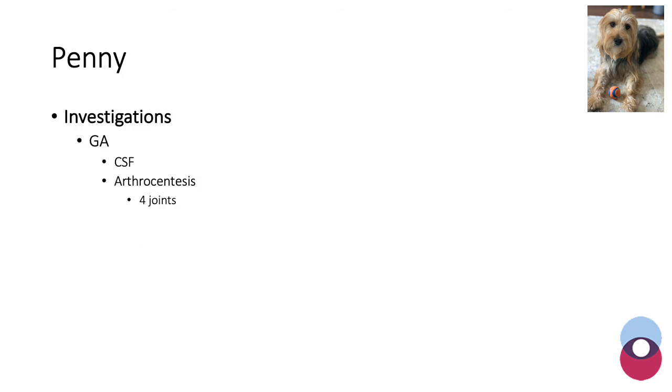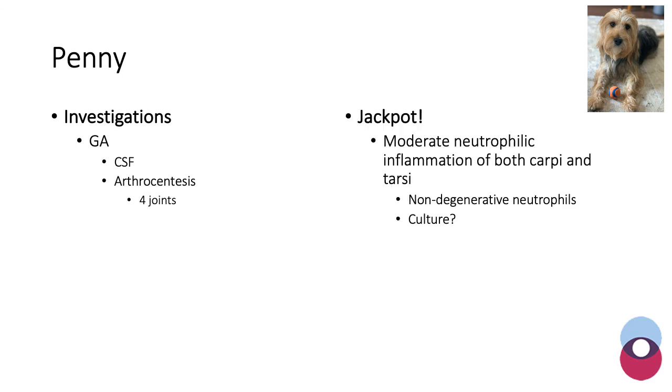We then wanted to do CSF and arthrocentesis at the same time, to both save a little bit of money and not have to sedate her or GA her twice for both the imaging and the further investigations. We did find, on the cytology from both carpi and tarsi, non-degenerative neutrophils and moderate neutrophilic inflammation consistent with polyarthritis.